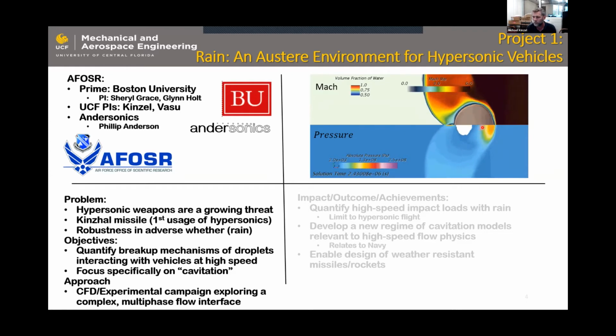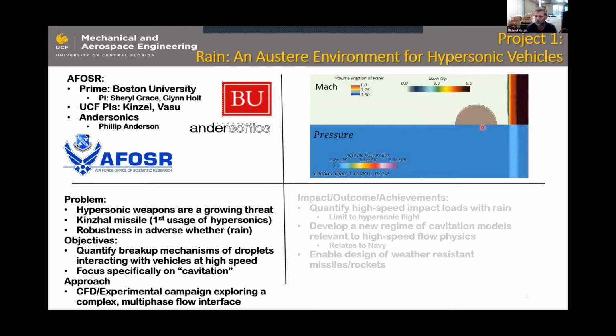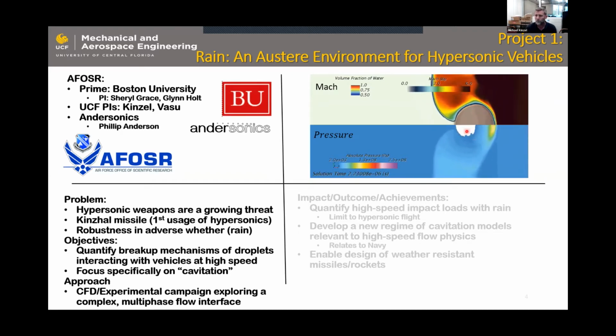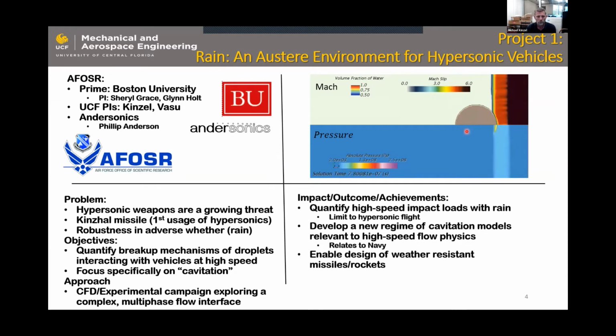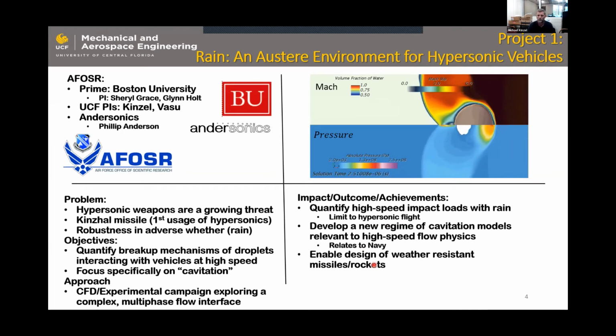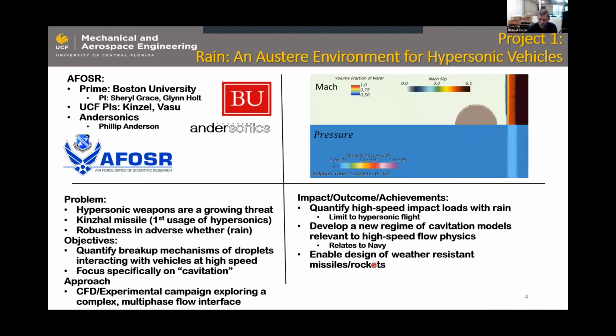So the goal of what we're studying is that low pressure and how it could potentially lead to cavitation. That's much like boiling, but it's due to dropping the pressure, and understanding how that relates to these loading mechanisms. Once we're done with this, we aim to have an understanding of the high speed impact loads with rain. We'll also develop new models and have tools to understand if we could develop hypersonic weapons that are weather resistant.